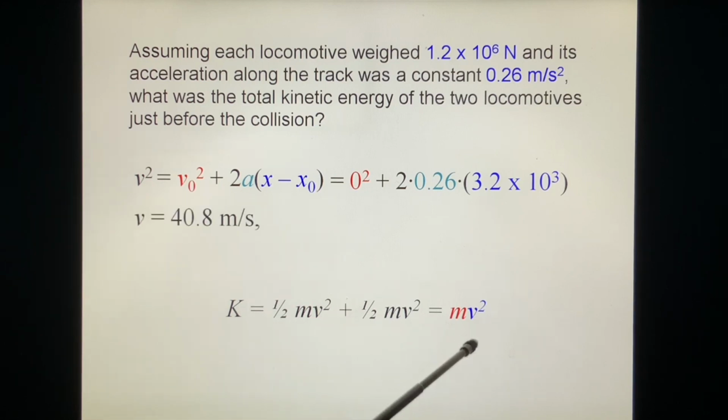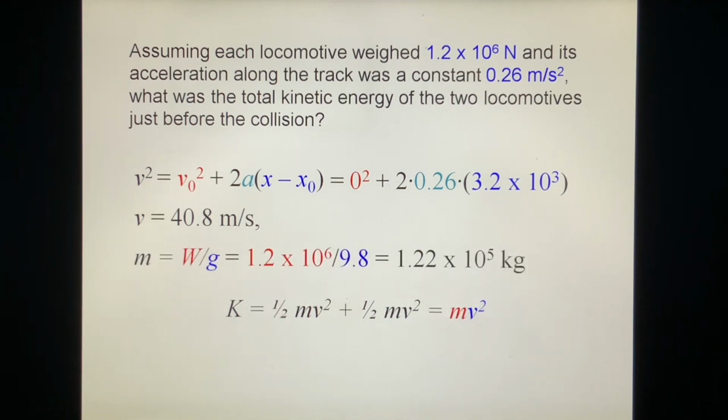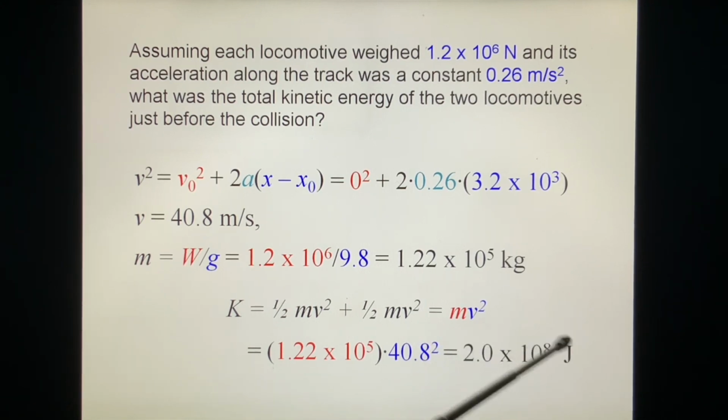Once we have v, we need m. m is equal to W over g. So we know its weight, we know g, so we get m. We put this number inside. We get the number. It's very huge. 2.0 times 10 to the 8th joule. How big is it? It is equivalent to 100 pounds of TNT. You know TNT is an explosive material.